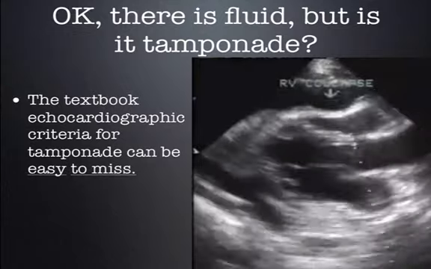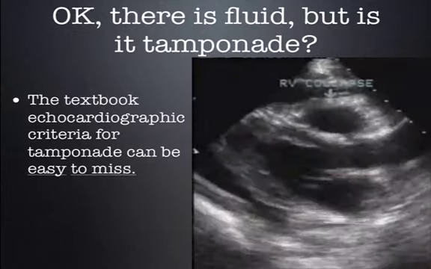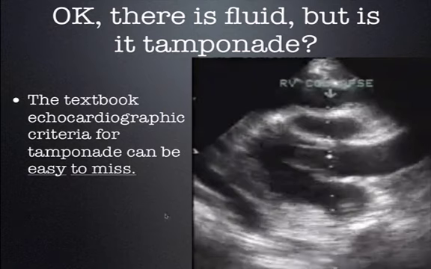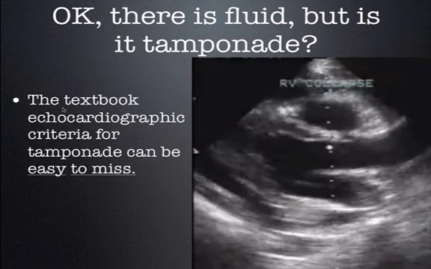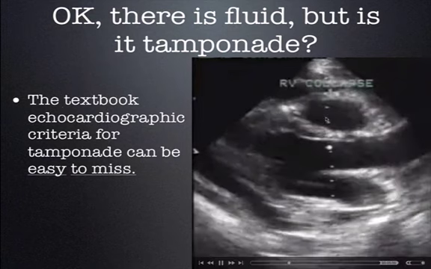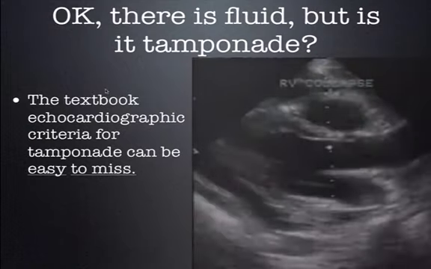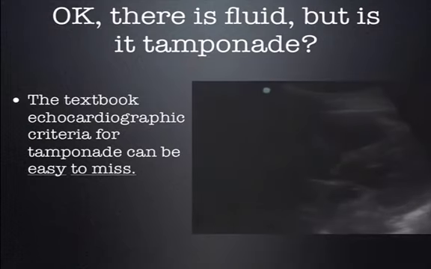In this image, we can see collapse of the right ventricle during ventricular diastole. Specifically, this image is a parasternal long axis view, and you can see it almost looks like somebody is jumping on the ventricle. Again, very easy to miss.